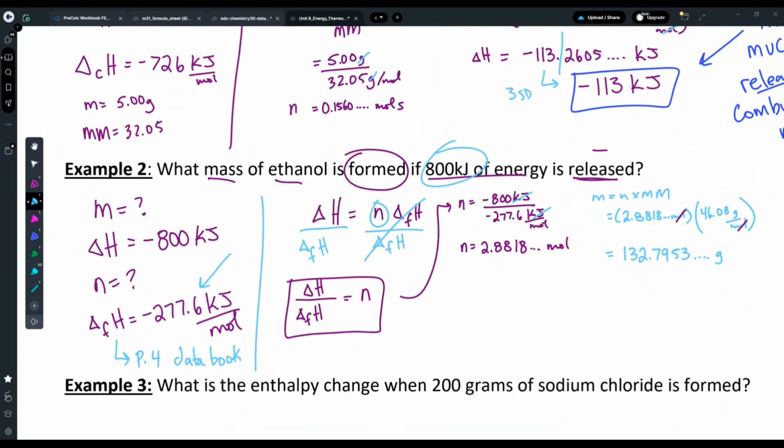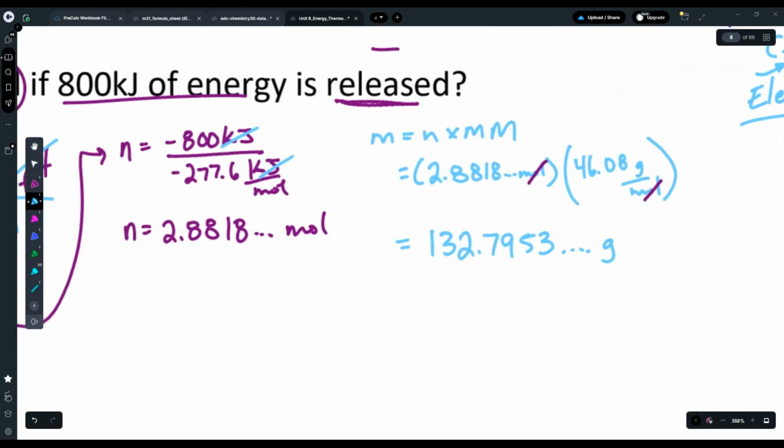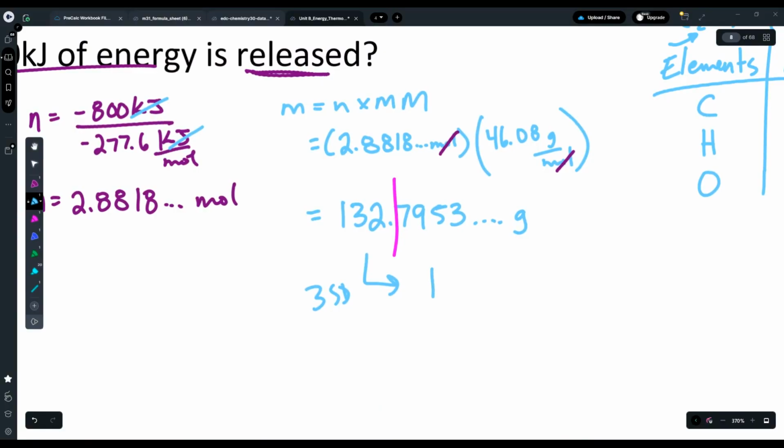So with the enthalpy of formation, since that's a constant, you do not use constants for your significant digits. How can you tell if something's a constant? Effectively, if you got it out of your data booklet, it is a constant. Okay, so 800 kilojoules or negative 800 kilojoules, that is 3 sigdigs. So our final answer needs to be in 3 sigdigs. So our cutoff line is right on the decimal point, so we don't need to use scientific notation.